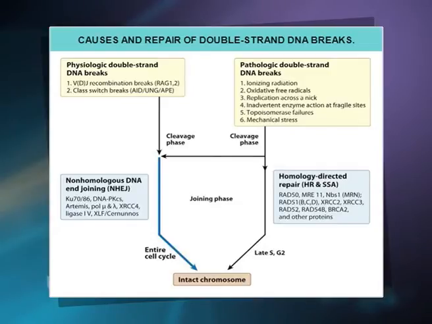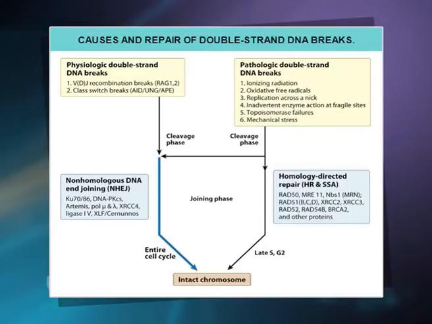NHEJ is critical not only for the repair of pathological DSBs, as in chromosomal translocations, but also for the repair of physiological DSBs created during VDJ recombination and class switch recombination. Therefore, patients lacking normal non-homologous end joining are not only sensitive to ionizing radiation, but also severely immunodeficient.